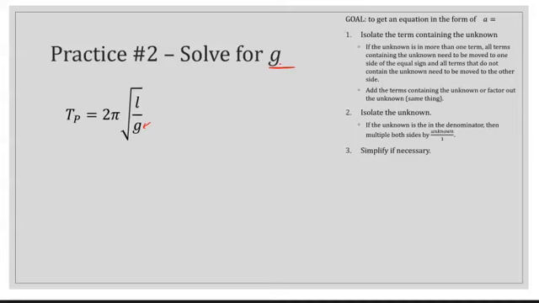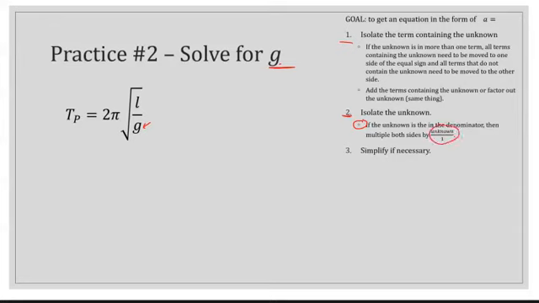So for step 1, which is isolate the term containing the unknown, well, the term containing the unknown is already isolated. So I'm going to go to step 2, which is isolate the unknown, not the term, but the unknown itself. And there's this additional little step that says if the unknown is in the denominator, then multiply both sides by the unknown divided by 1.